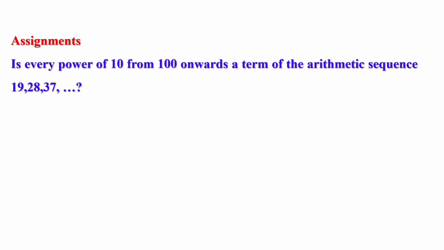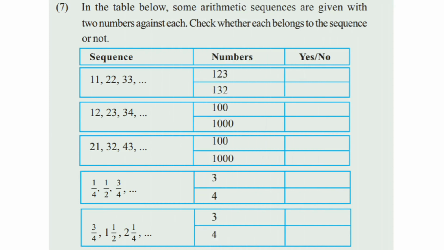Now there are two assignments. First one: is every power of 10 from 100 onwards a term of the arithmetic sequence 19, 28, 37, etc.? Second assignment: in the table below some arithmetic sequences are given with two numbers against each. Check whether each belongs to the sequence or not. We have to check whether 123 is a term of the given sequence 11, 22, 33, etc. So that also can be done as a home assignment.